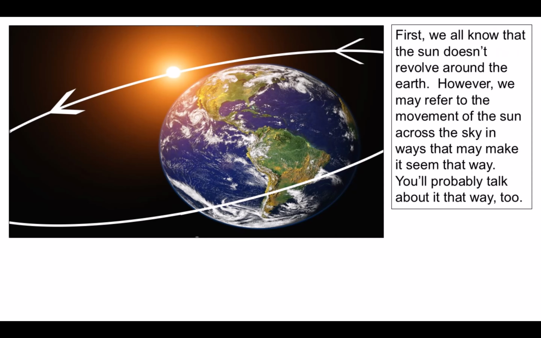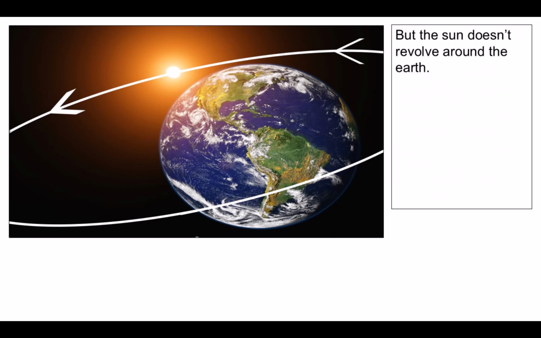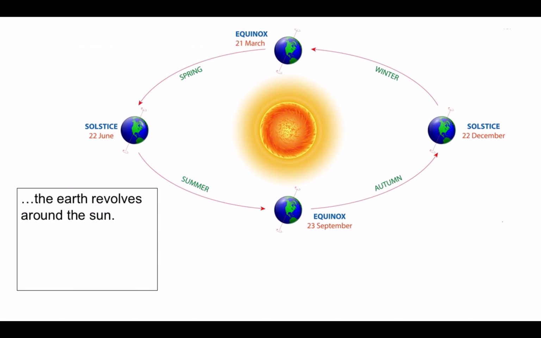First, we all know that the sun doesn't revolve around the Earth. However, we may refer to the movement of the sun across the sky in ways that make it seem that way. You'll probably talk about it that way too. But the sun doesn't revolve around the Earth. Rather, the Earth revolves around the sun.